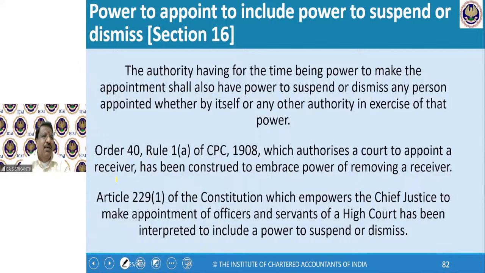So power to appoint includes the power to suspend or dismiss. So when I have the power to grant, I have the power to take. So if I can appoint him, I can also suspend or dismiss him, unless there is an intention to the contrary. Okay. So when an authority has the power to appoint, it also has the power to suspend or dismiss.